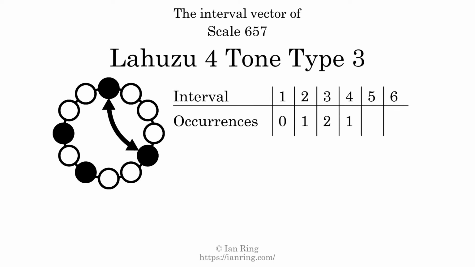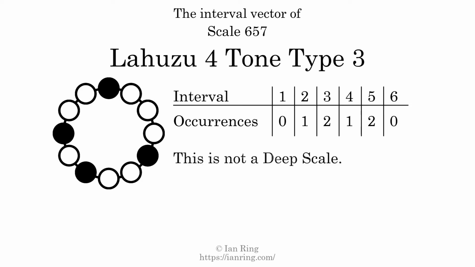It is here. There are 2 intervals with a size of 5 semitones. They are here, and here. There are no intervals with a size of 6 semitones. Each interval does not appear in this scale a unique number of times, so this is not a deep scale.